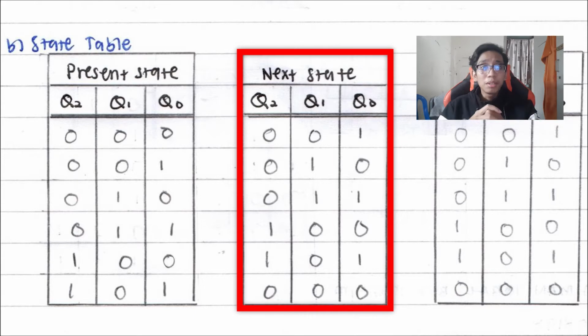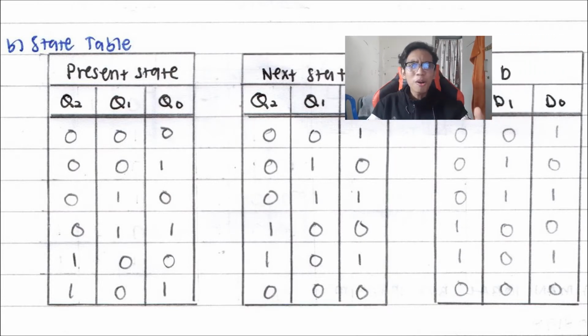Next, the second one is the next state table. In the next state table, we need to arrange the numbers one state above the present state, which means that the first number in the next state table is 001, because in the present state the number is 000. The last number in the next state is 000, because the last number in the present state is 101. So you can see here the numbers complete the rotation, the present state and the next state.